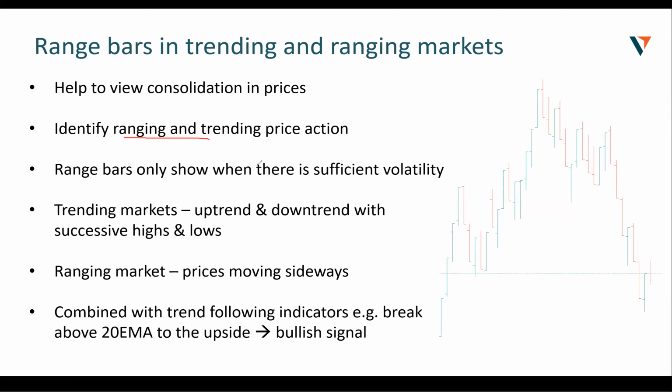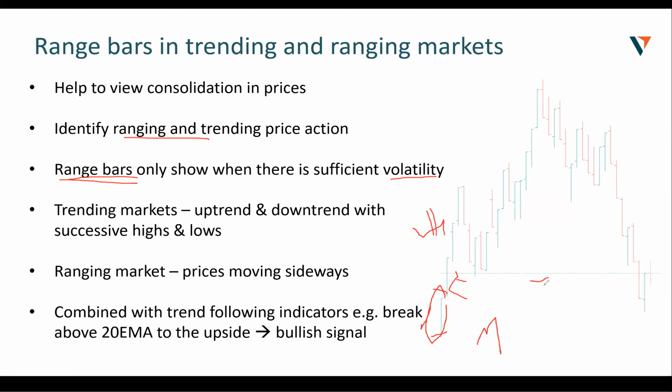Range bars only show when there's sufficient volatility. This is the good thing about range bars. It helps you filter out small price movements, as we've discussed earlier. When you have strong bullish green bars being formed, it represents strong buying pressure. Buyers are coming in and pushing prices to a significant enough move to create the next bar. It's not just one small movement before price continues to the downside, but rather this movement is significant and beyond the specified range.